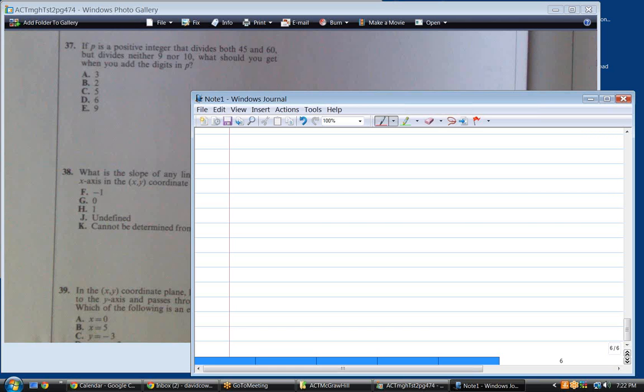Yeah. When it says add the digits in P, that's kind of a hint that P is, in other words, when we look for common factors of 45 and 60, we don't usually think of double-digit numbers, but when they say add the digits in P, that should be kind of a flag that they're probably talking about a double-digit number. In other words, they're not talking about 5 or 3.